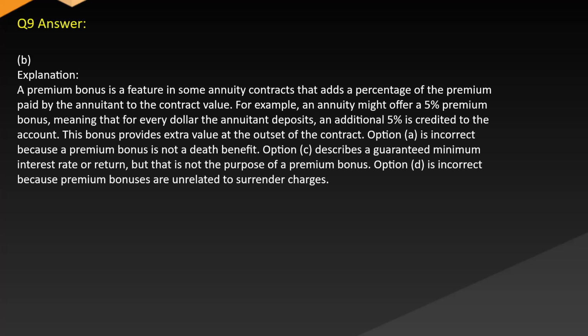paid by the annuitant to the contract value. For example, an annuity might offer a 5% premium bonus, meaning that for every dollar the annuitant deposits, an additional 5% is credited to the account. This bonus provides extra value at the outset of the contract. Option A is incorrect because a premium bonus is not a death benefit. Option C describes a guaranteed minimum interest rate or return, but that is not the purpose of a premium bonus. Option D is incorrect because premium bonuses are unrelated to surrender charges.